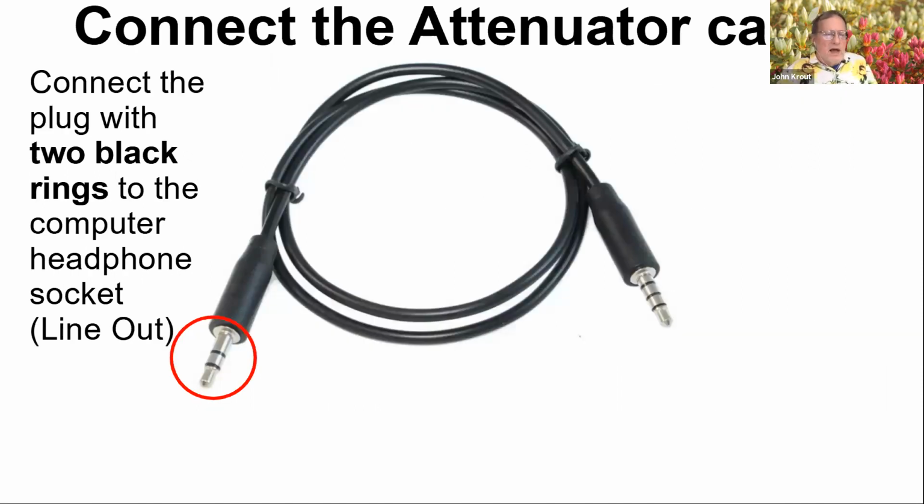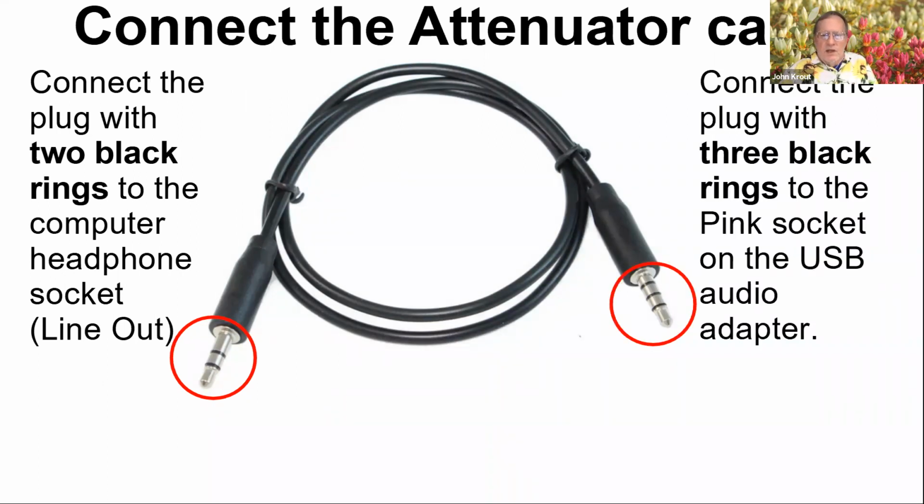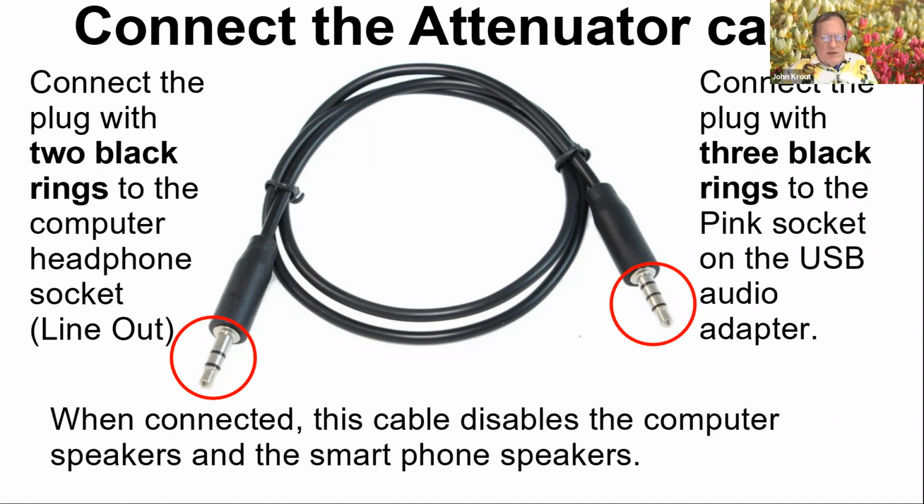So here is a magnified version of the attenuator cable. It has 2 plugs. On the left, the one with 2 black rings is for line output level from your computer. On the right, the one with 3 black rings is to plug into the pink socket on the USB audio adapter. And when connected, this cable will disable the computer speakers and the smartphone speakers. So you have no way to hear what's going on unless you use the green connector on the audio adapter to connect earbuds or a headset or old style headphones.